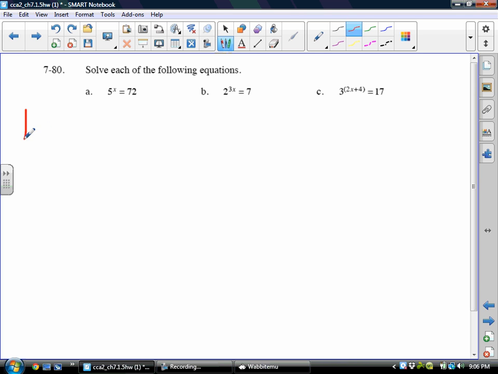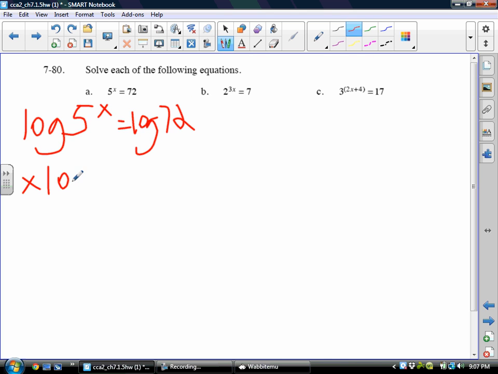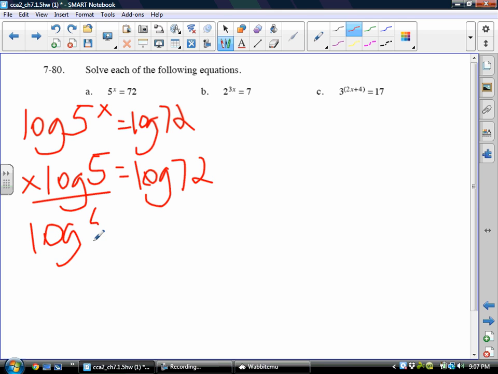So log of 5 to the x equals log of 72. So I'm going to move down my x in front, the exponent, because of my power property of logarithms. And then I'm going to divide both sides by log of 5. Okay, so I cancel these out, so x is going to equal whatever that value is.